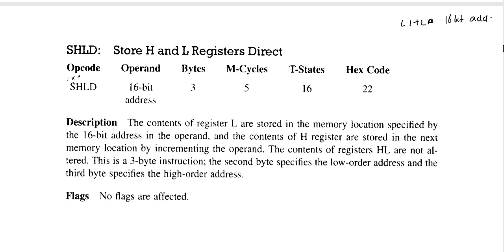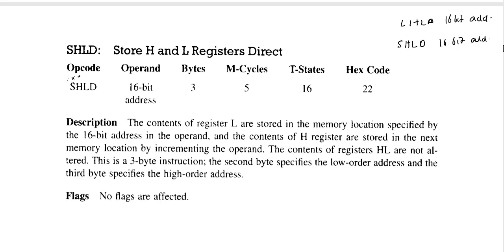In the same manner, we have SHLD. In this, we are doing the opposite work to LHLD. It means that if we have the instruction SHLD with a 16-bit address, it will move the data of the L register to the given address and the H register to the next memory location.